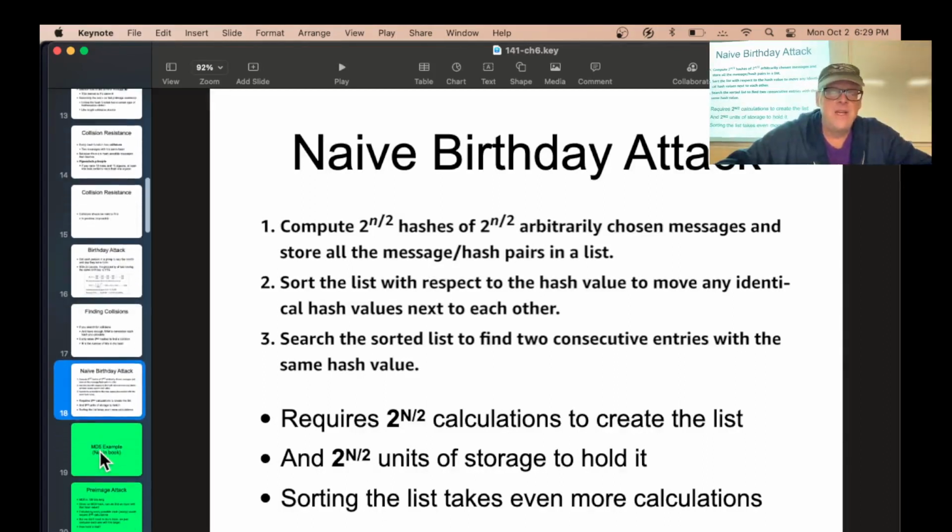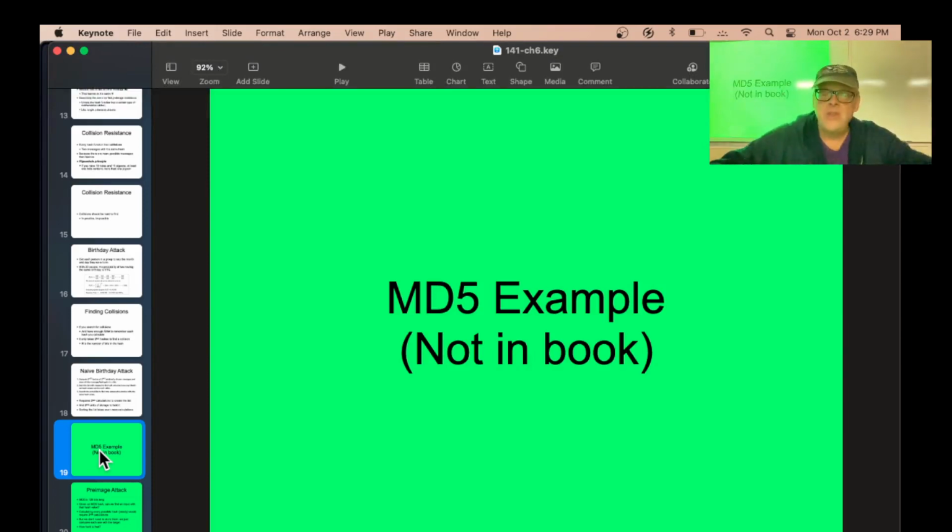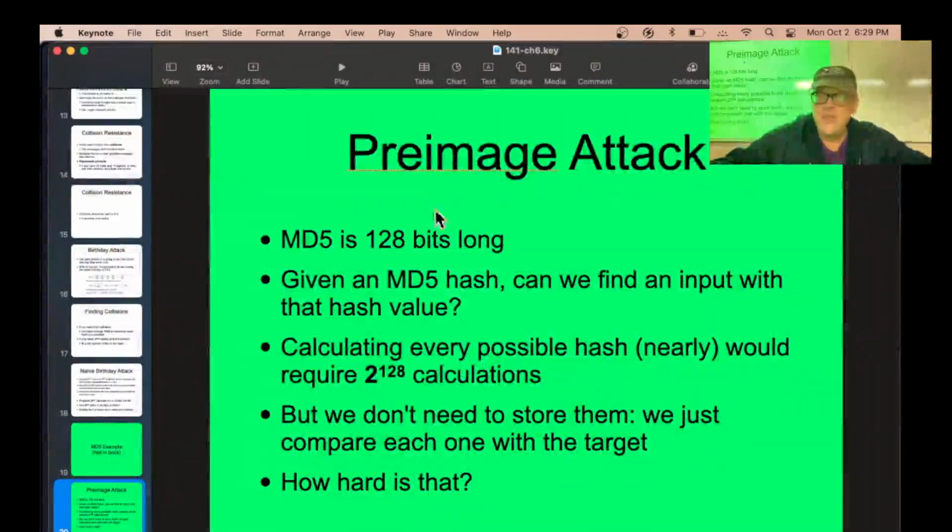All right, and so if you consider a simple example of MD5 and the preimage attack: MD5 is 128 bits long, so if I give you a hash, can you find an input with that hash value? And the answer is no. You would have to do 2 to the 128 calculations. You have to feed in that many inputs to finally find one with this hash, and that's more calculations than you can ever do.